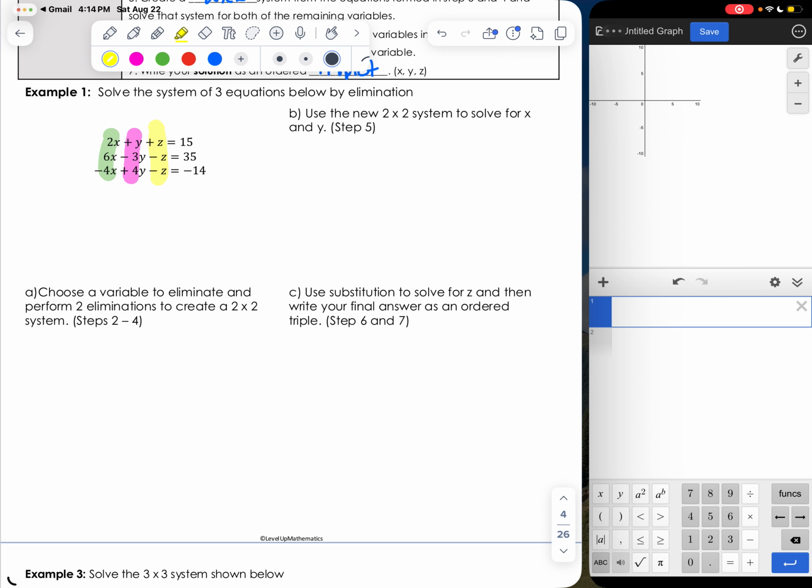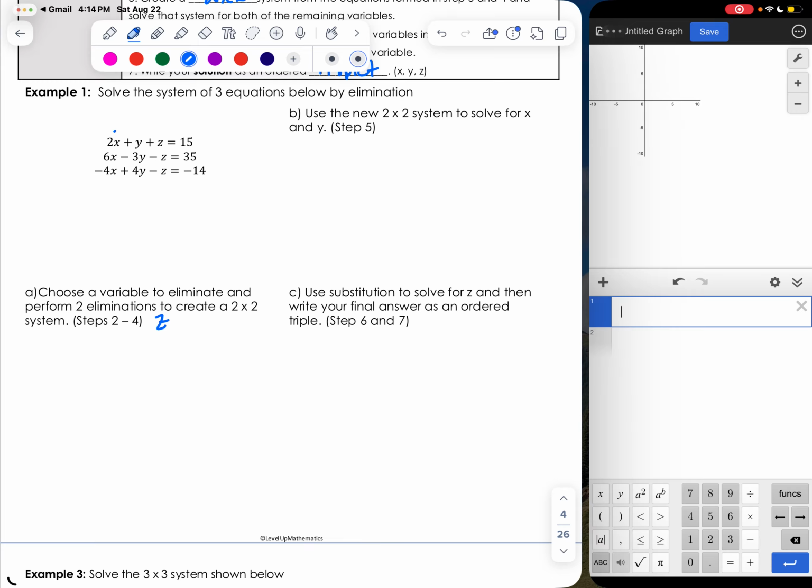So to me, the easiest variable to eliminate in this problem is going to be the z, because on row 1 we have a positive z and on row 2 we have a negative z. Okay, so we've chosen the variable that we're going to eliminate. So we did step 2.